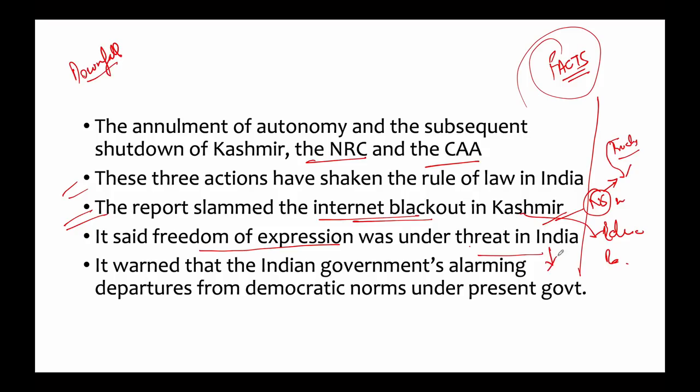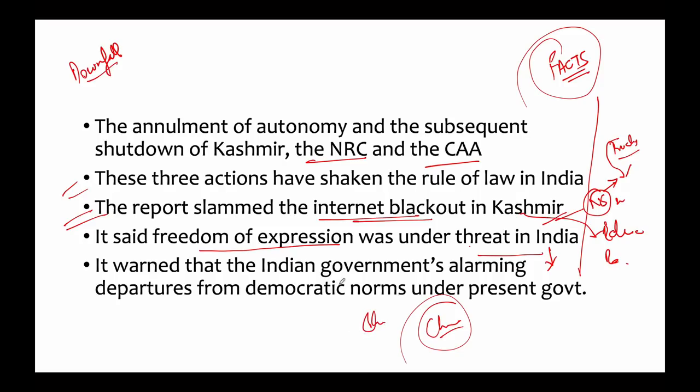It has said that freedom of expression was under threat in India, with journalists, academics and others facing harassment and intimidation when addressing politically sensitive topics. It warned that the Indian government's alarming departures from democratic norms could blur the values-based distinction between Beijing and New Delhi. Like China, they say they are a democracy, but they are not. There is a very blurred line of difference. So they are saying that now we are moving towards China-like policies in our country.